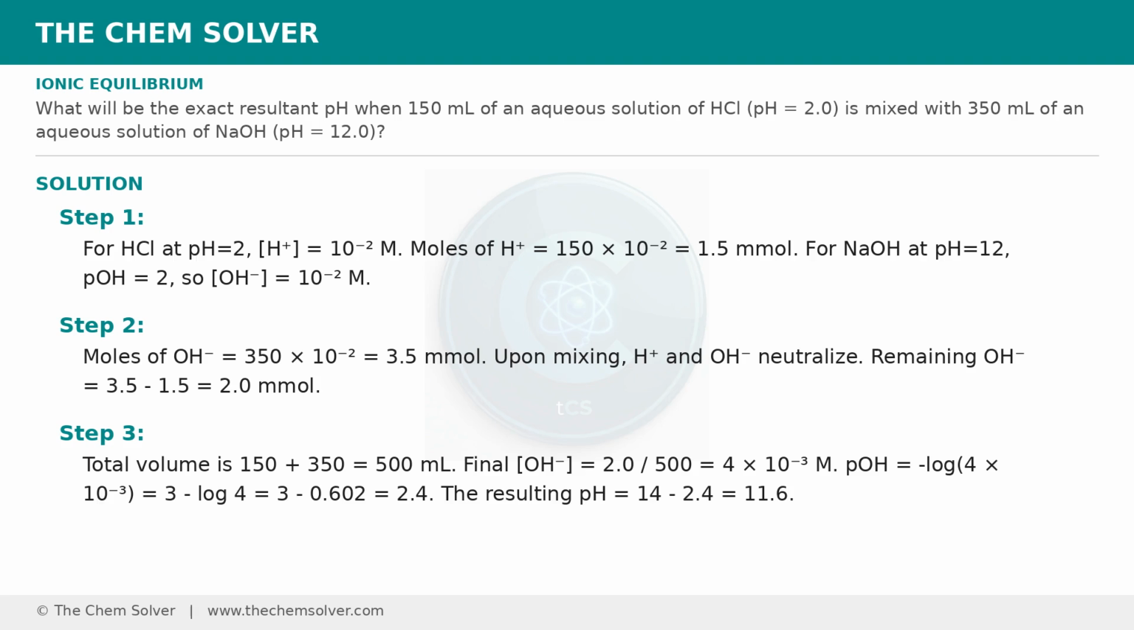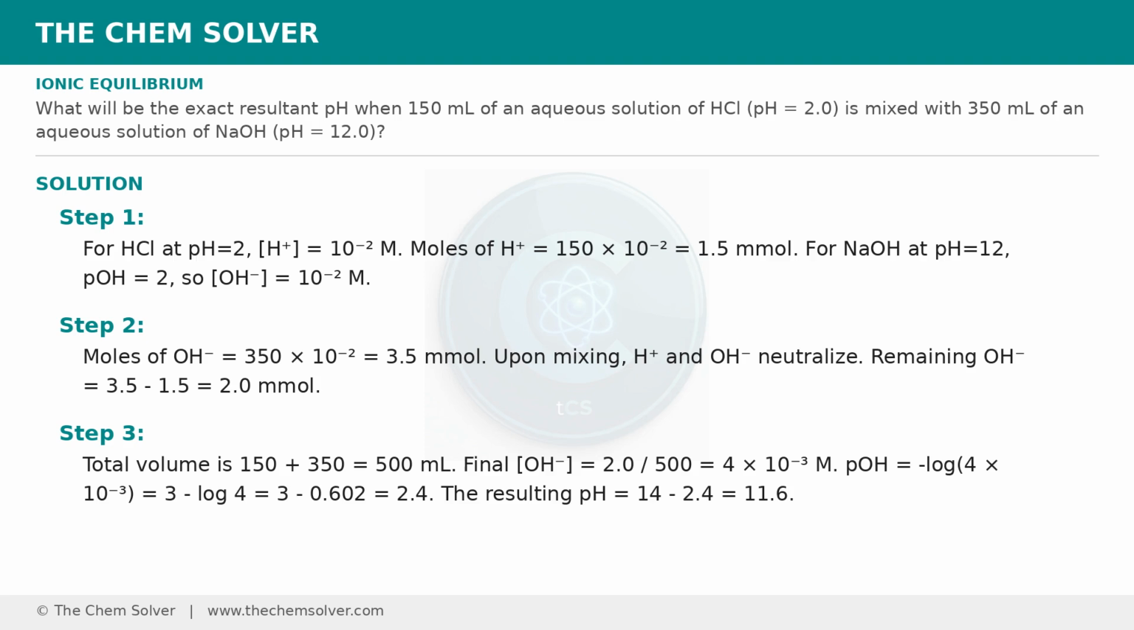Upon mixing, H⁺ and OH⁻ neutralize. Remaining OH⁻ equals 3.5 − 1.5 equals 2.0 mol. Total volume is 150 plus 350 equals 500 mL. Final OH⁻ equals 2.0 divided by 0.5 L equals 4 × 10⁻³ M.